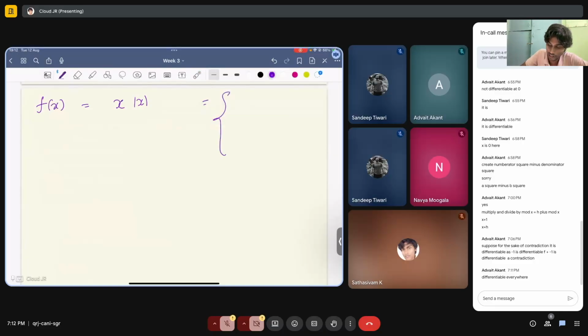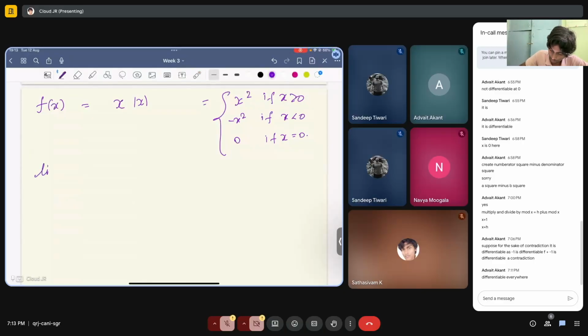Then you have two possibilities. If I am writing the function directly, this is x square if x is greater than 0, minus x square if x is less than 0, and 0 if x is equal to 0, right? So this is my function. It is not very hard to verify that other than 0, this function is differentiable. But let's look at what happens at 0.